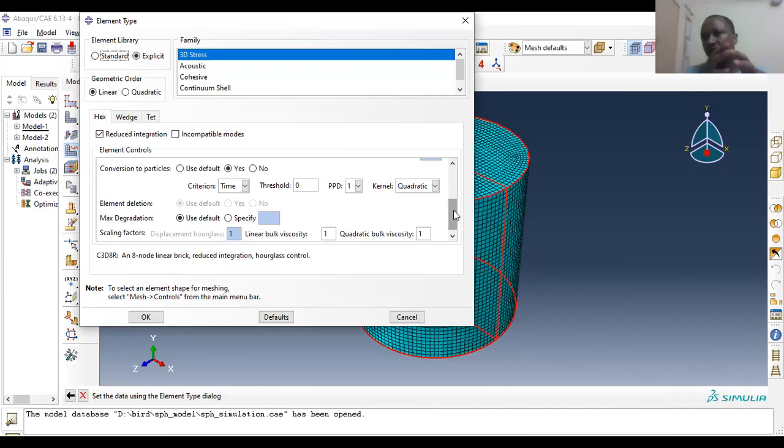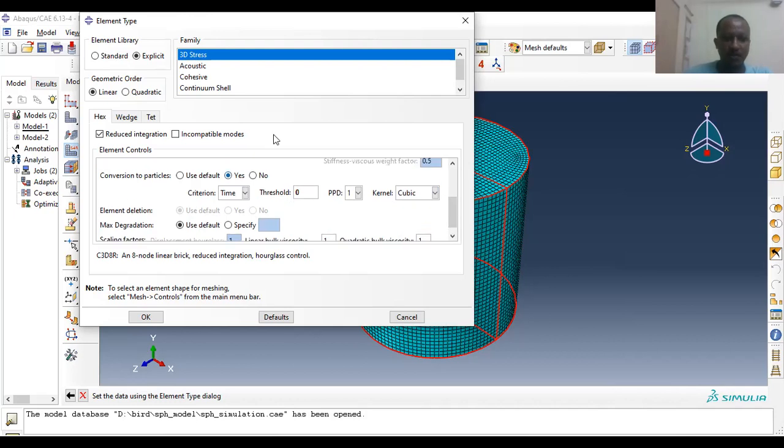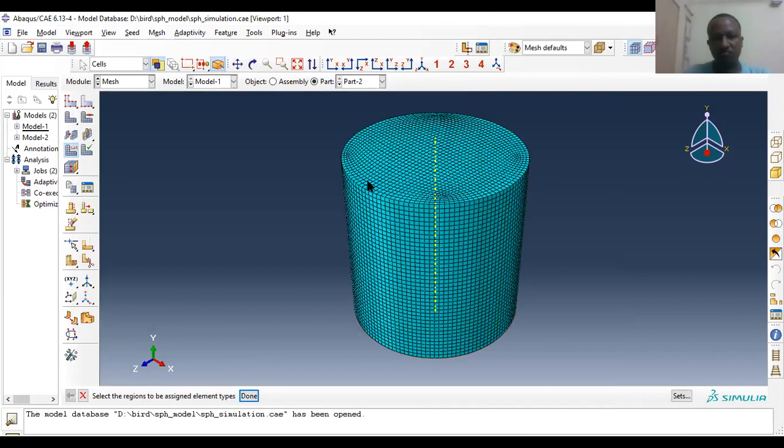what we call the smooth particle hydrodynamic case, we set the conversion to particle to yes. And then for the kernel, we can use cubic or quadratic, most usually it's cubic. And the time threshold is at 0, that is the instance. So this should be selected for the bird.